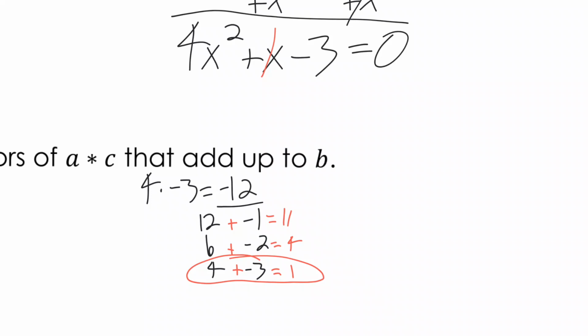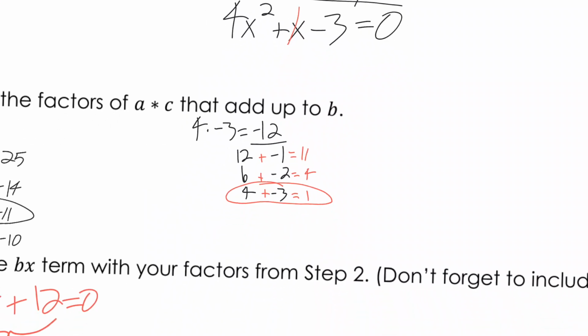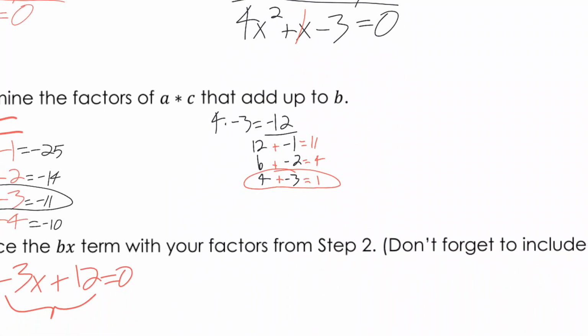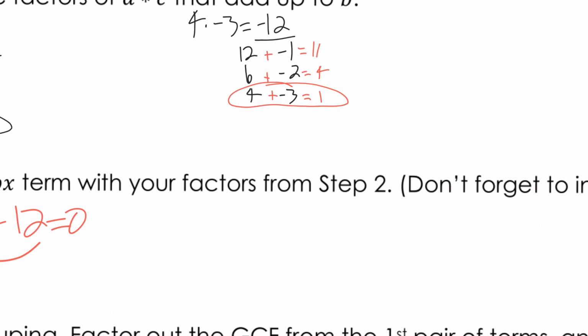Okay, so the next step is I'm going to use these two numbers to replace this middle term. So 4x squared plus x minus 3 equals 0 becomes 4x squared plus 4x minus 3x minus 3 equals 0.